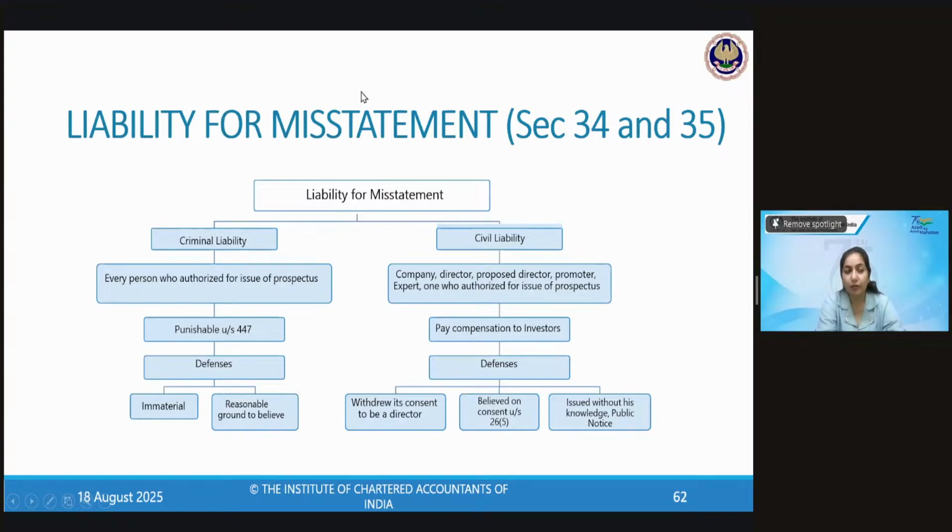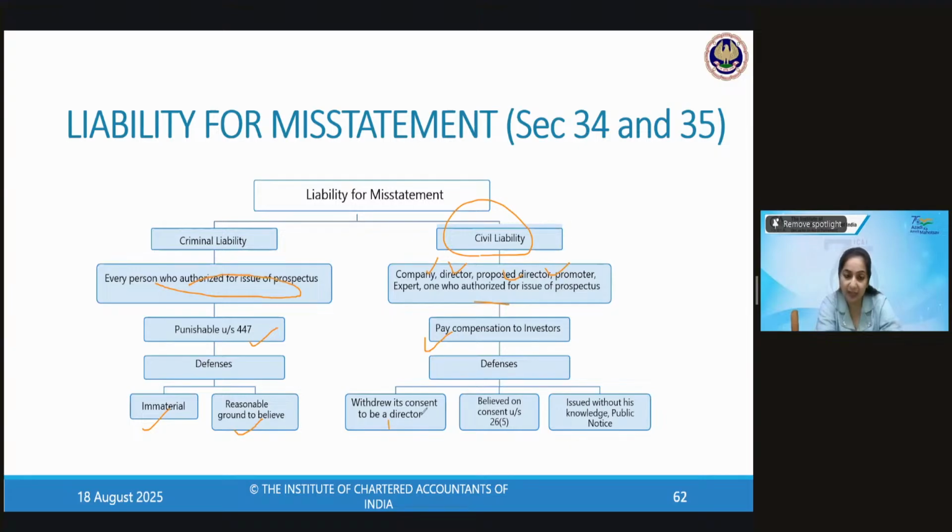So the chart for Section 34 and 35 is: criminal liability. Every person who has authorized the issue of prospectus will be liable under 447. If you prove the information was immaterial and you had reasons to believe it to be true, then you can escape the penalty. Civil liability: if any person has subscribed to the securities and has suffered loss and damage, then every company, director, proposed director, promoter, expert, everyone who authorized the issue of prospectus will have to pay compensation to the investors.